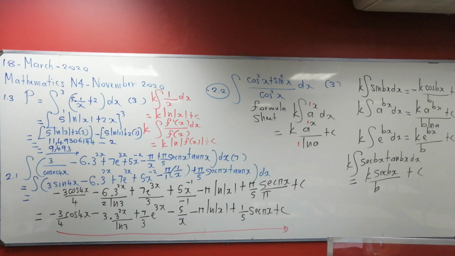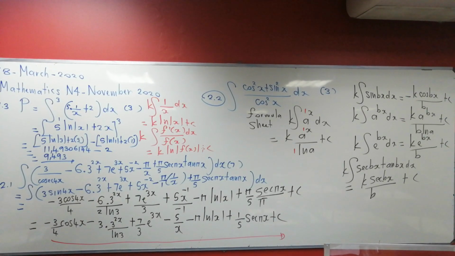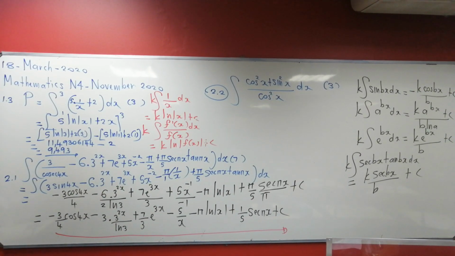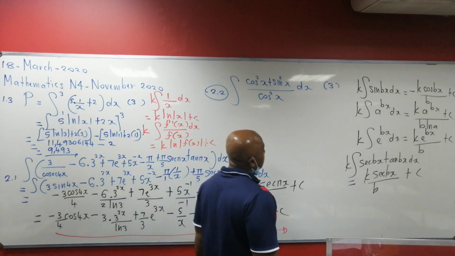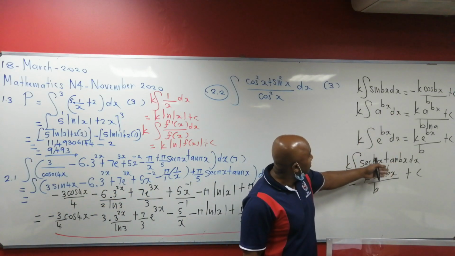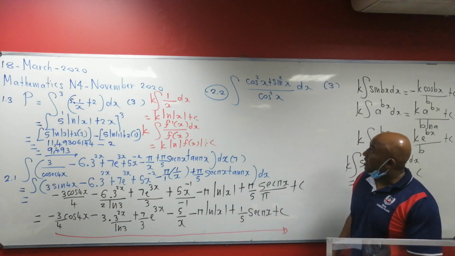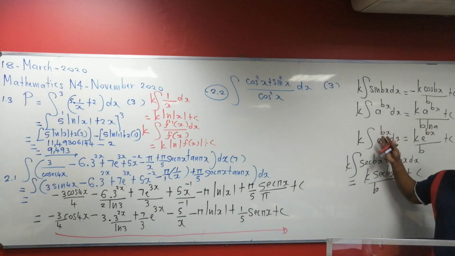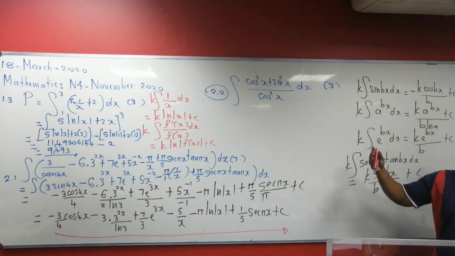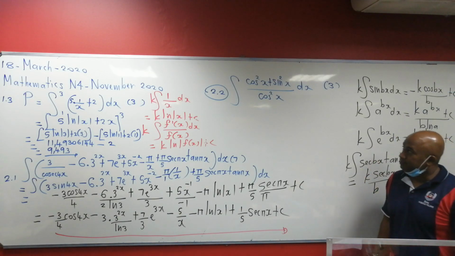Let me erase the board on one side so I can continue with 2.2. So 2.2, clearly, is not in one of these standard forms. You can see there are squared identities on the top and there's a fraction here. So, in addition to our integration, we have to know our trigonometry. We have to know those identities.